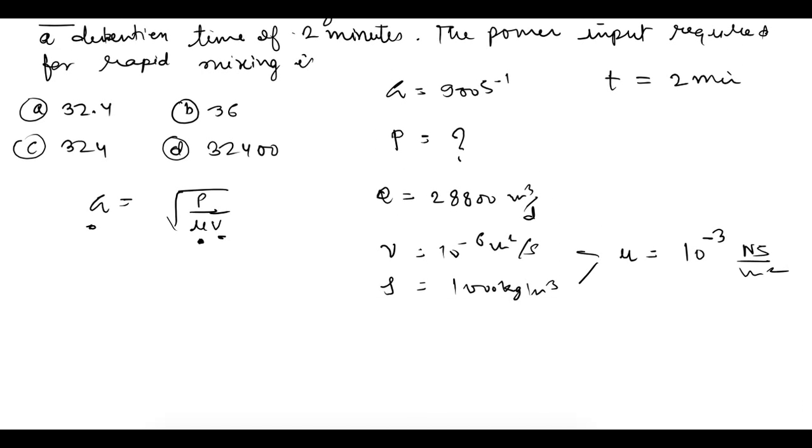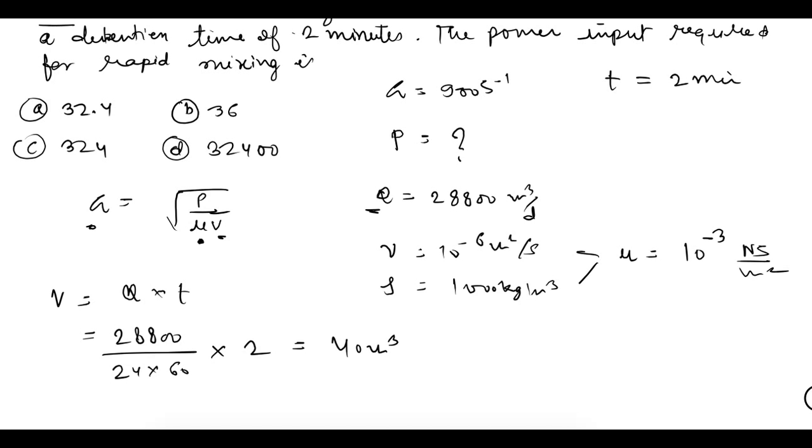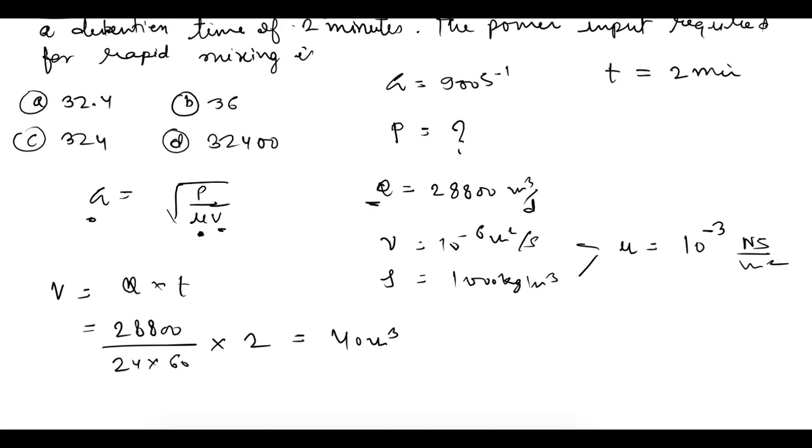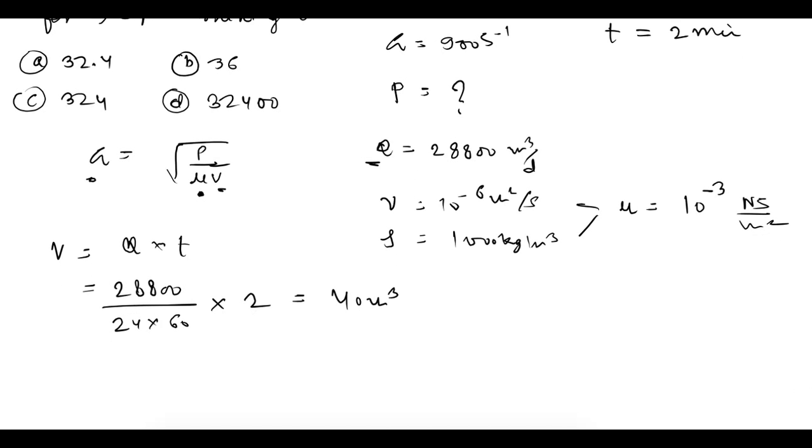And next thing, we need the volume. For that we have been given this flow as well as detention time. So volume is equal to Q into t, that is equal to 28,800, but it is in meter cube per day and this is in minute. So let's convert this into meter cube per minute. So that is 28,800 divided by 24 into 60, that will be in minutes, multiplied by 2. If you solve this, it is equal to 40 meter cube. So now we know everything. We can use this formula.